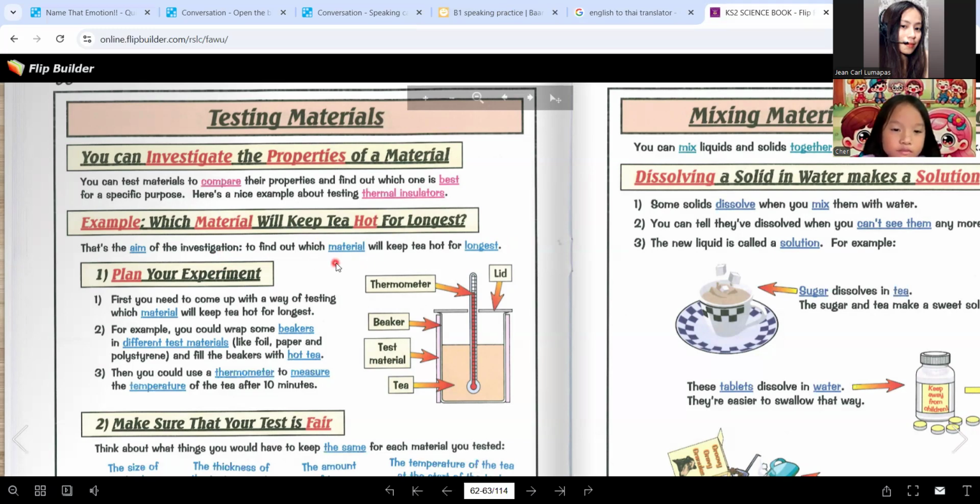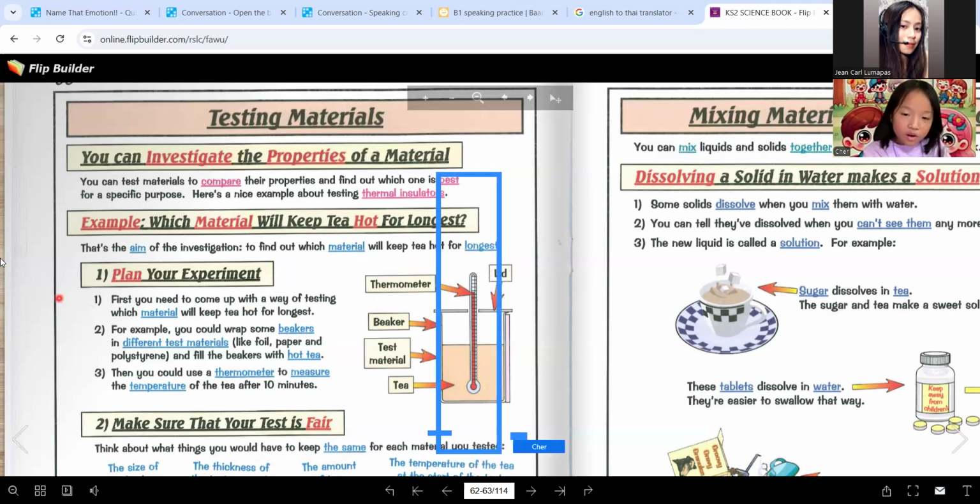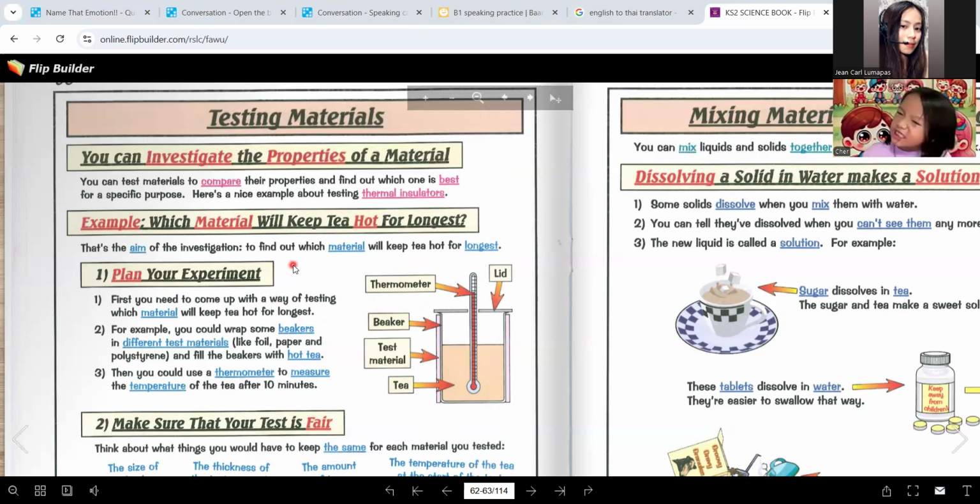Okay, one more time. What is our goal, or what is the aim of this investigation? We aim to find out. Okay.